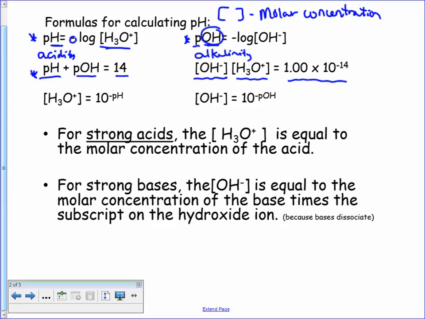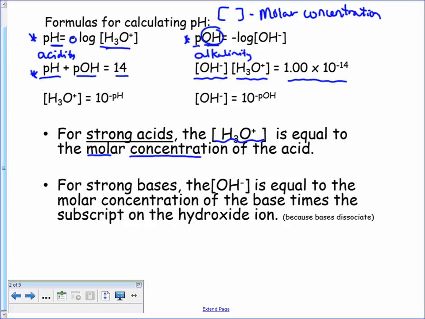And then know that for a strong acid, because they completely ionize, the concentration of hydronium is equal to the molar concentration of the acid. So if you have 0.2 molar hydrochloric acid, that means you have 0.2 molar hydronium, and to get the pH, you'll do the opposite of the logarithm of 0.2 molar.